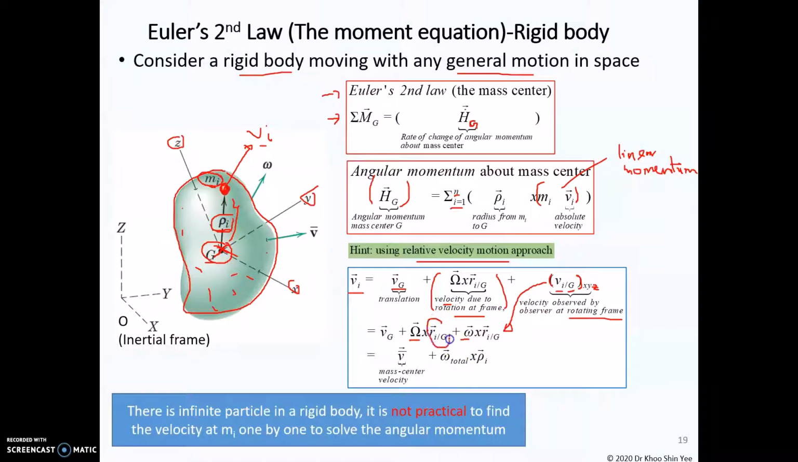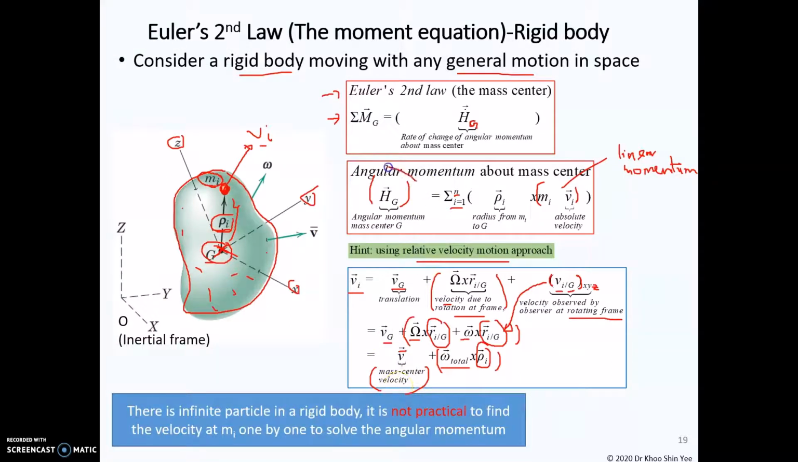Therefore, we can substitute the rho_i inside. Since we know that Omega plus omega is equal to the omega total, we can convert these two terms into this. And the velocity at the center of mass is frequently written in this format, where you have V bar. V_G and V bar have the same meaning. Both of them are equal to the mass center velocity.